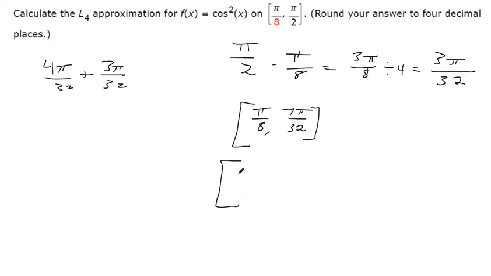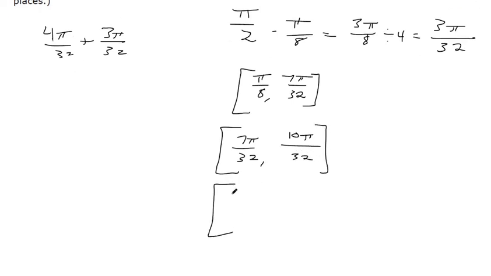The second subinterval starts where the last one ended off. Then we're going to add another 3 pi over 32 to it. I know I could simplify this, but let's just leave it, so I'll have common denominators for the next one. And then add another 3 pi over 32, so we got 13 pi over 32. And then add another 3 pi over 32, so that's 16 pi over 32.